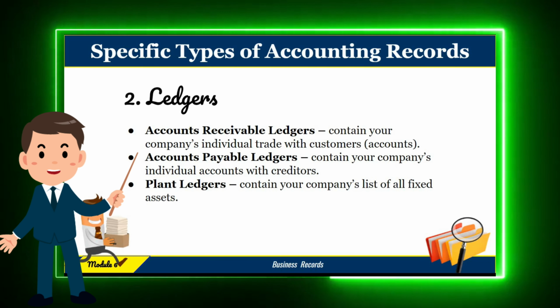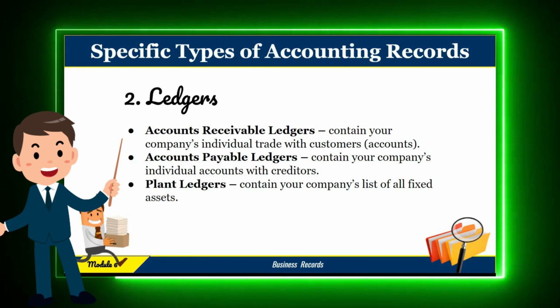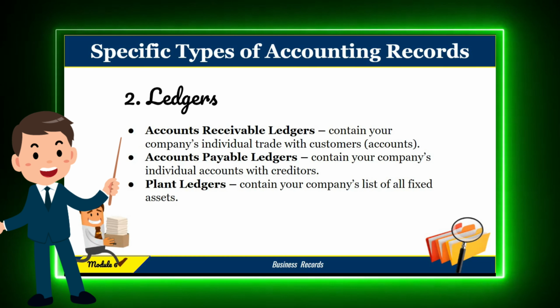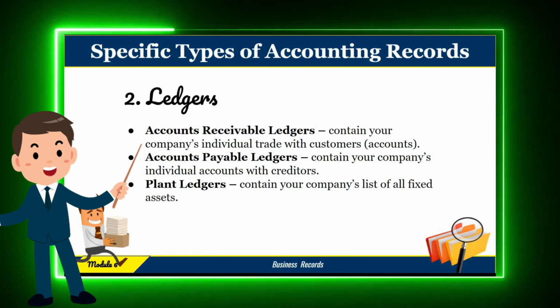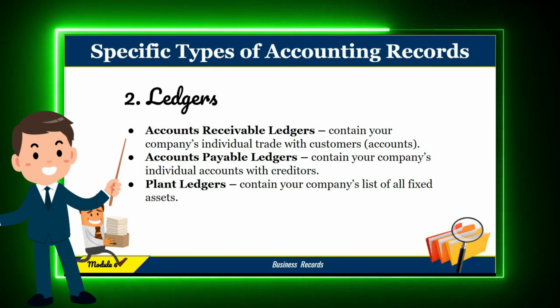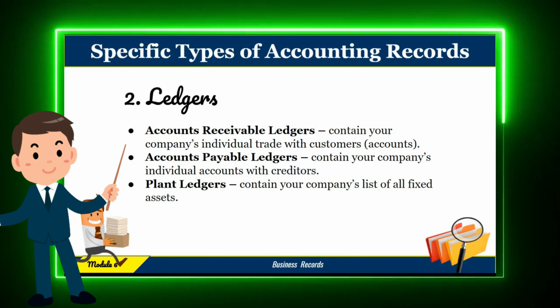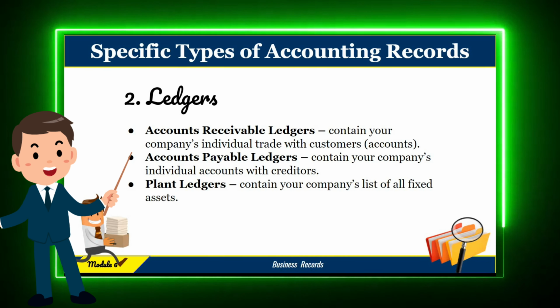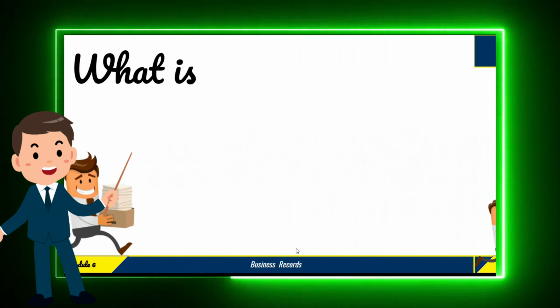Okay? Then next one is the account payable ledger. So it contains your company's individual accounts with creditors. Okay? So that's the difference between account receivable and account payable. Then we have here also the plant ledger. Okay? So it contains your company's list of all fixed assets. So again, the plant ledger contains your company's list of all fixed assets. Okay? So next one.